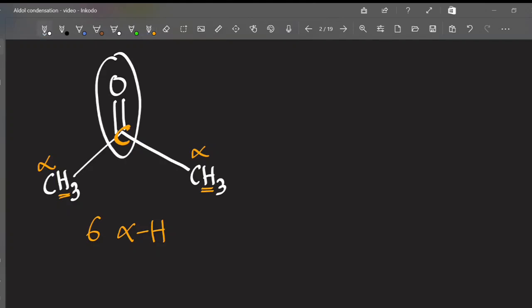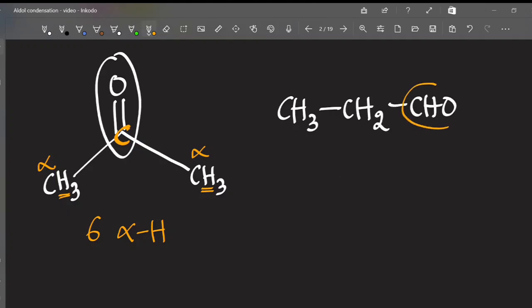Take another example. Let us go for propanal. Come on, try to answer this. This is our functional group. This is the directly attached carbon, the alpha carbon, and you can see the two alpha hydrogens here. I hope it is clear, right?